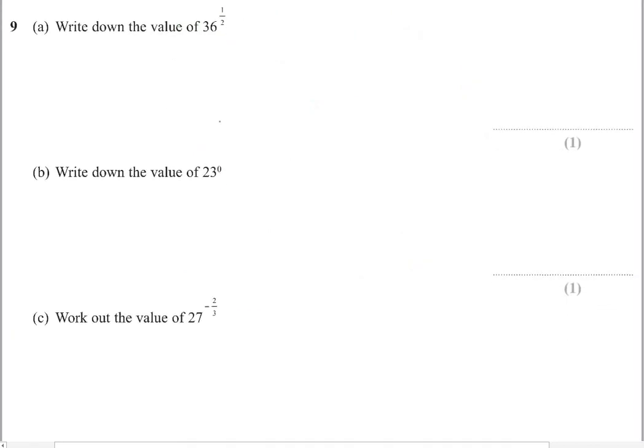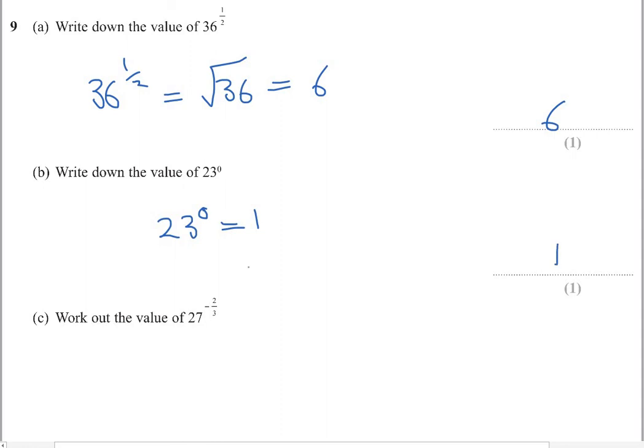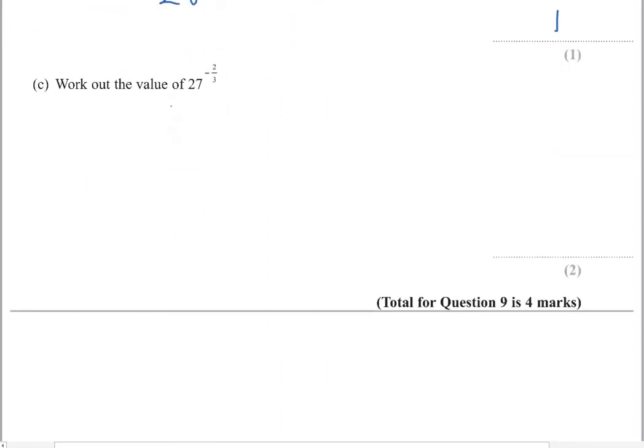Okay, question 9. We've got some indices, and hopefully you've watched my video on indices I did the other day. So if we have 36 to the half, then this is just the square root of 36. And this just equals 6. Okay, 23 to the 0 equals 1, as anything to the power of 0 is 1. And finally, this is one of the examples we did the other day as well. So 27 to the minus 2/3, well, we use the reciprocal.